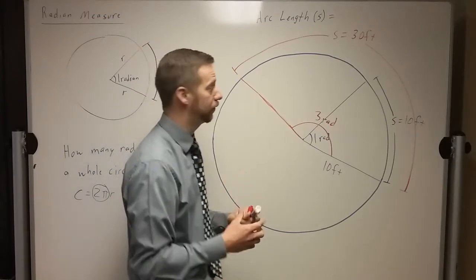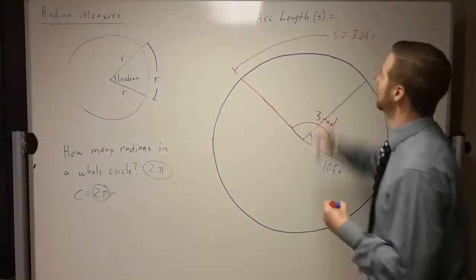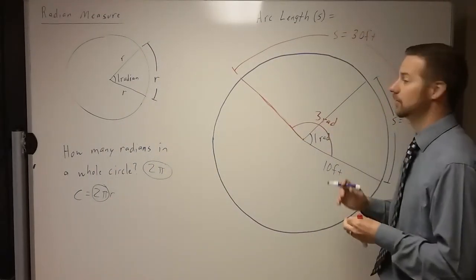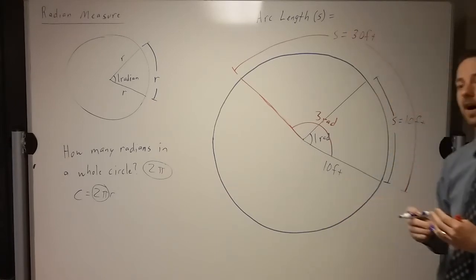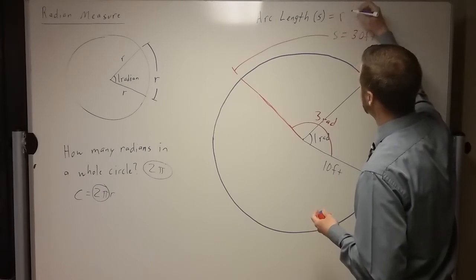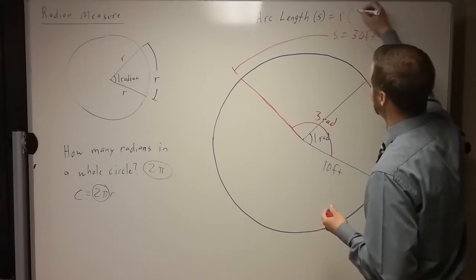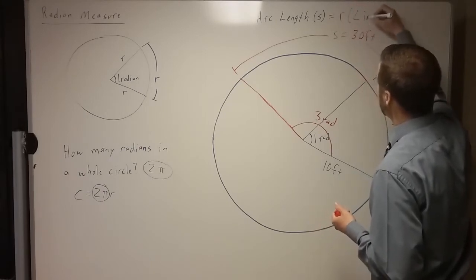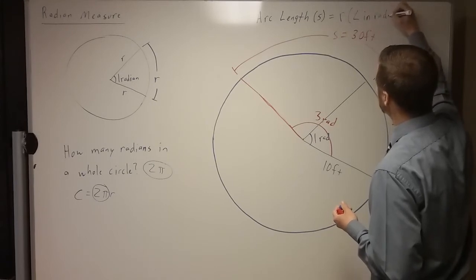And that's the general formula for how we get the arc length. And I put it in parentheses here for s because the variable we use for arc length really often is s. And so the way we do this is the radius times, and I'm going to say it this way, the angle in radians.